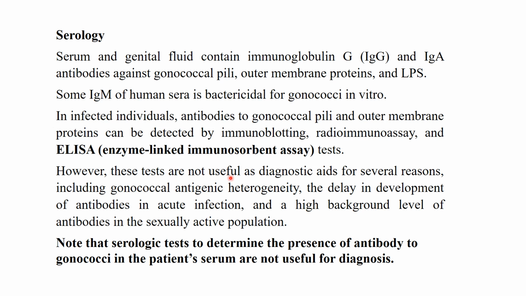However, these tests are not useful as diagnostic aids for several reasons, including gonococcal antigenic heterogeneity, the delay in the development of antibodies in acute infections, and a high background level of the antibodies in the sexually active population. These are different drawbacks while using the serological detection. Note that serological tests to determine the presence of antibody to gonococci in the patient serum are not useful for diagnosis because of this antigenic heterogeneity.